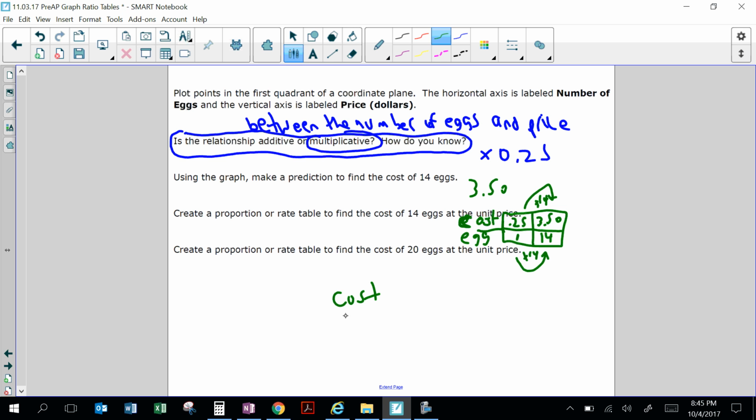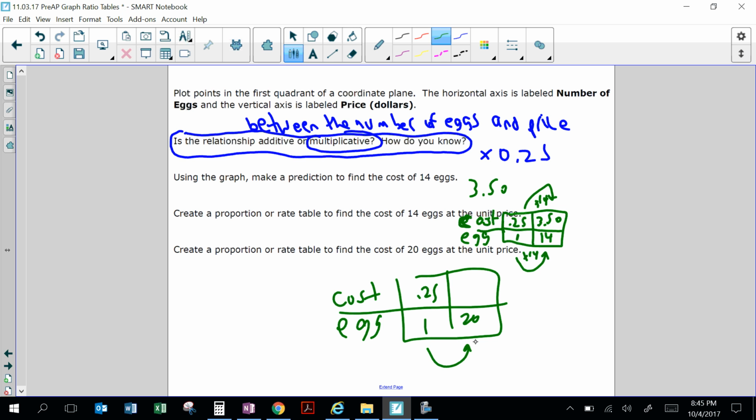So let's do another one. It costs 25 cents for each egg, per egg. What if you had to buy 20 eggs? So the relationship is times 20. What is 20 times 25 cents? 0. 5 times 2 is 10. Placeholder. 2 times 0 is 0. 2 times 2 is 4. Don't forget the decimal point, 2 places. $5 for 20 eggs.